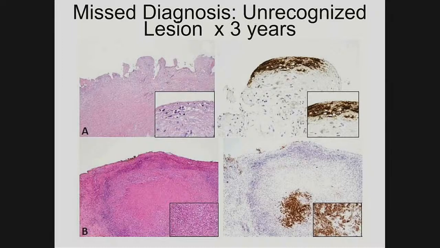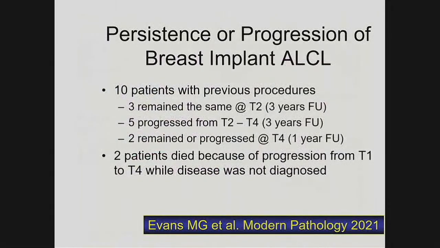And 3 years later, the patient presented with a large mass here in the capsule, and this is pathologic stage T4. And here we can see how the CD30 highlights the neoplastic cells within the capsule, so it's invasive. We try to study these cases.